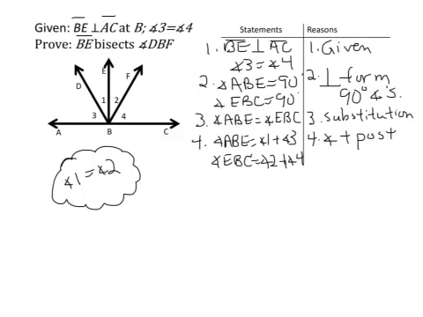So then, from step 3 and step 4, what conclusion can we make from there? Well, since I have angle ABE is equal to angle EBC, I can replace angle ABE with angle 1 plus 3, and I can replace angle EBC with angle 2 plus angle 4. Now, what allows me to do that we know is a substitution property. So, angle 1 plus angle 3 is equal to angle 2 plus angle 4. And that is substitution.